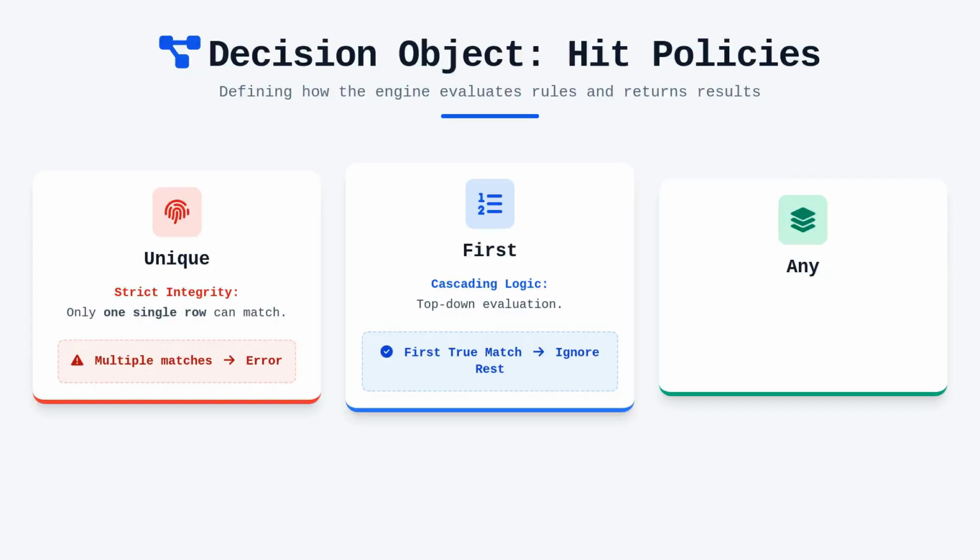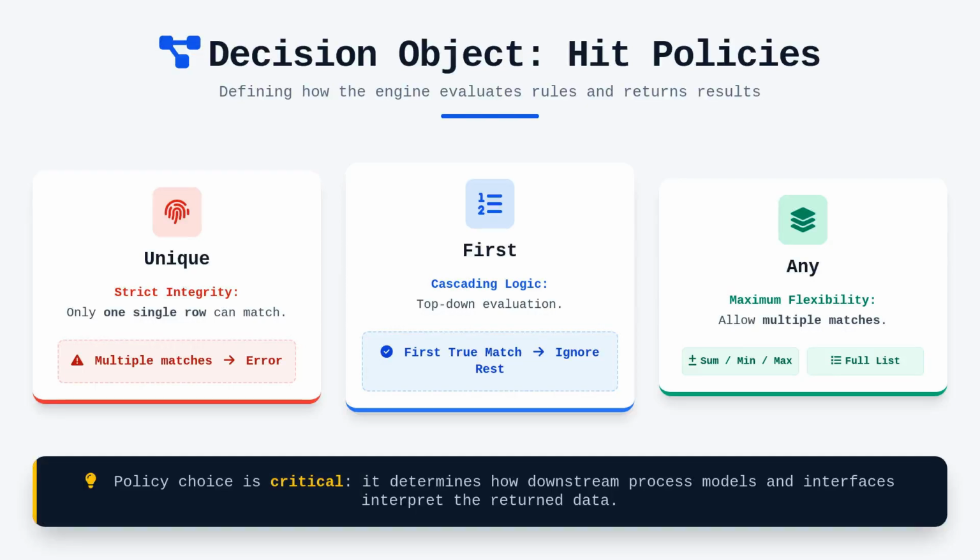If you require more flexibility, the any hit policy allows for multiple matches to return values, and you must define how those multiple results are aggregated, such as returning the sum, minimum, maximum, or a list of all matching outputs. Choosing the correct hit policy early in the design phase is crucial because it fundamentally alters how your downstream process models or interfaces perceive the returned data.